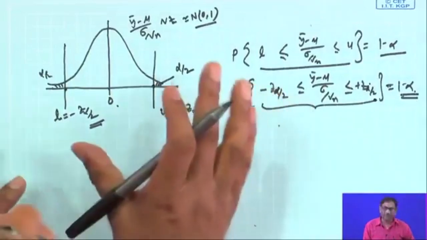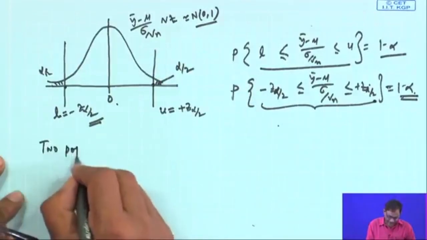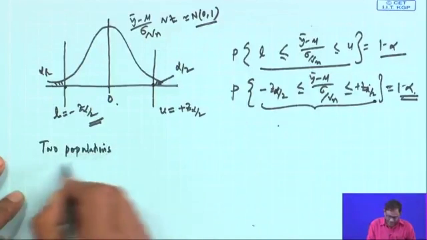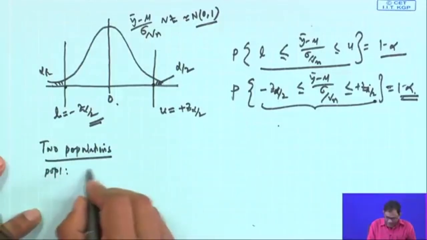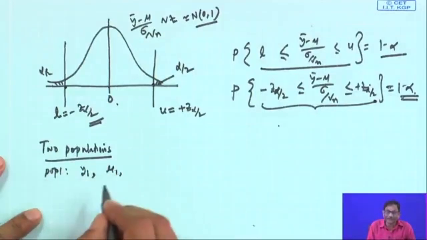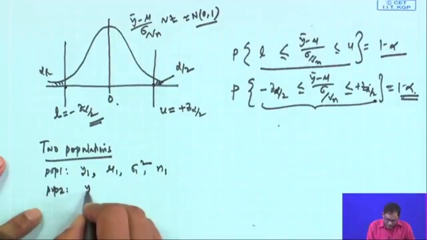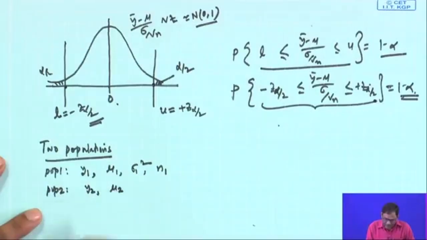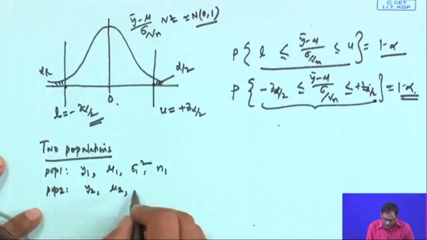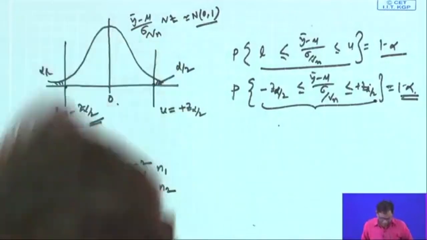Okay. No longer do we have one population; we have two different populations. So, the two-population case. Population 1: suppose the variable of interest is y 1, its mean is mu 1 and variance is sigma 1 square, and you have collected n 1 data points. Population 2: the variable of interest is y 2, mean is mu 2, variance is sigma 2 square, and you have collected n 2 data points.